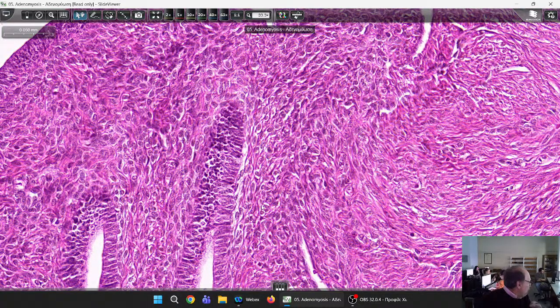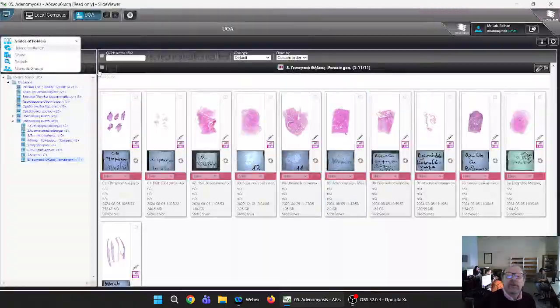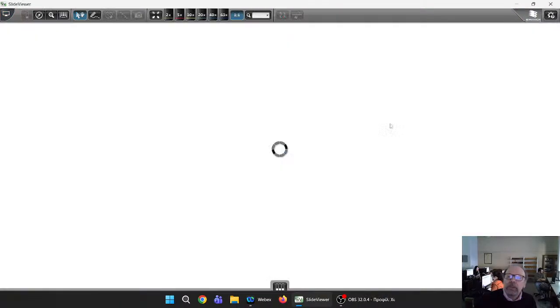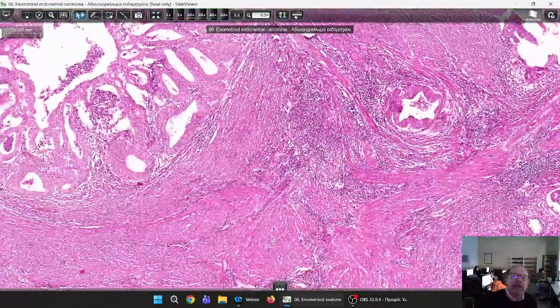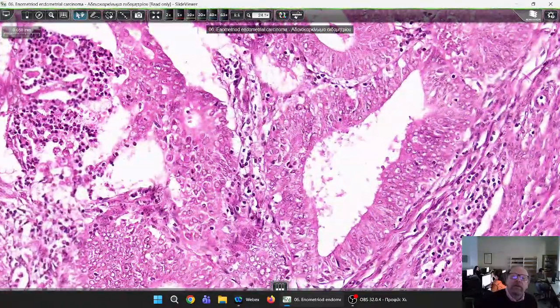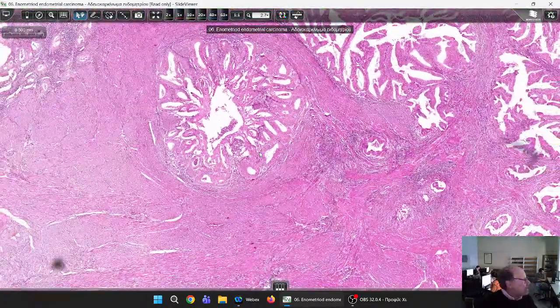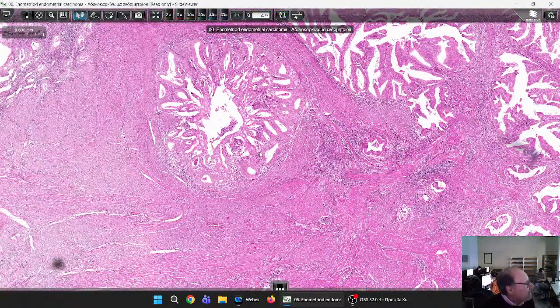That's why we call it adenomyosis. This is the desmoplastic reaction around the atypical glands. Look, is this normal stroma as I previously showed you? No. This desmoplastic reaction is consistent with invasion. So this is true carcinoma of the endometrioid type.